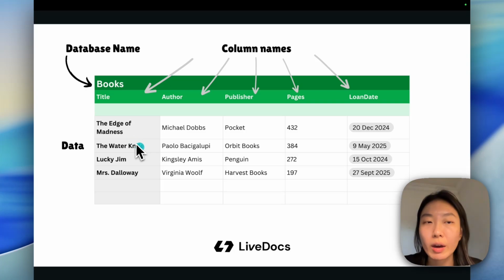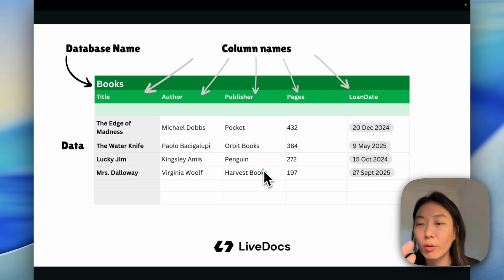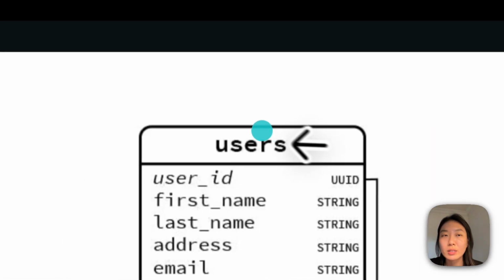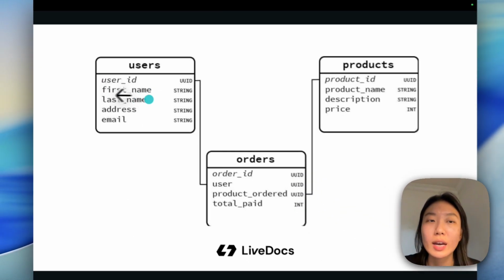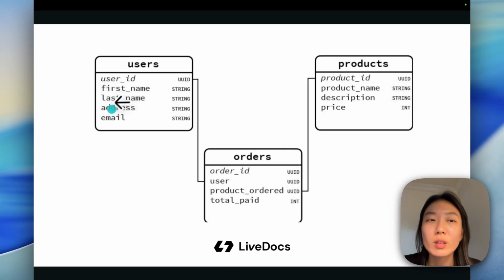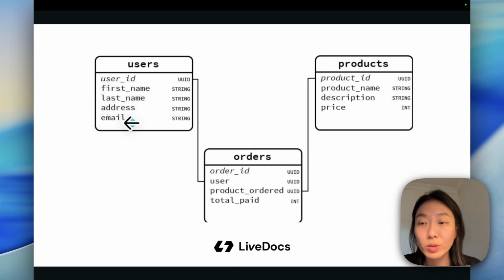And then the next book we have is The White Knife, same thing, Mrs. Dalloway, and then the author. So you can see this is how you store data in Excel. And if you want to plot it into a schema, you can say this is the books, and then this is the title, this is the author, the pages, the launch date, or whatever you want to put there.